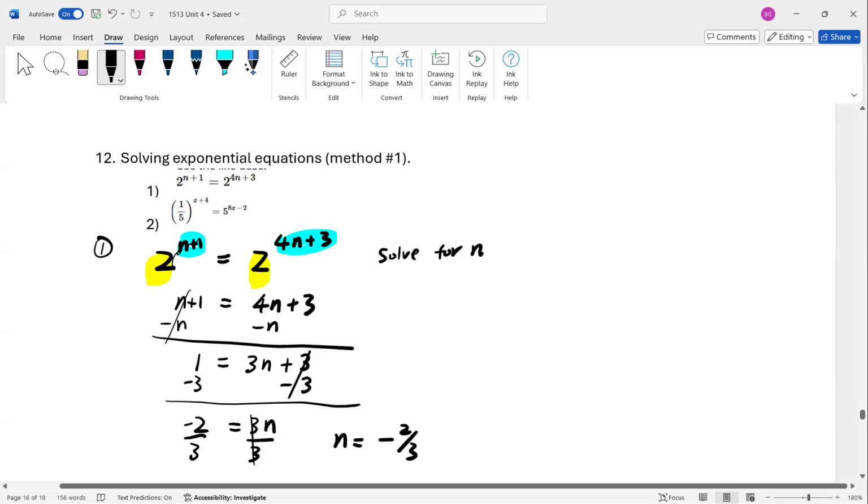All right? That's how we solve this equation. This exponential equation is very basic. Left side is an exponential expression. Right side is also an exponential expression. And both of them have the same base. If they have the same base, they should have the same exponents to make the equation a true statement. All right, so that's the first equation.